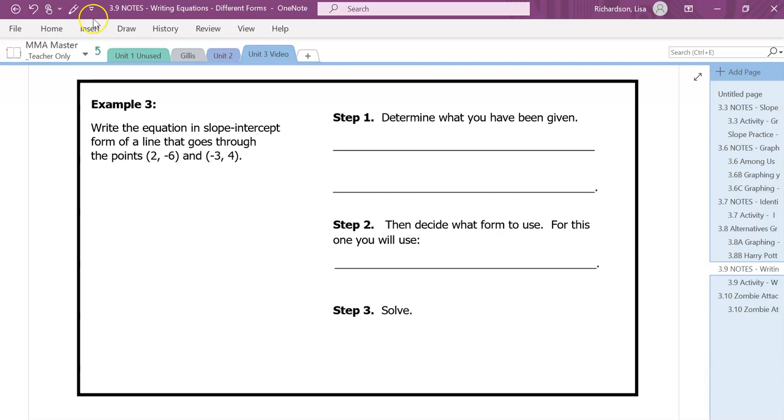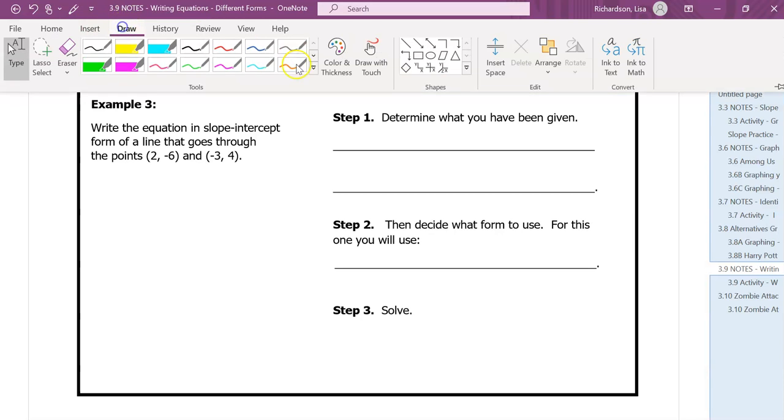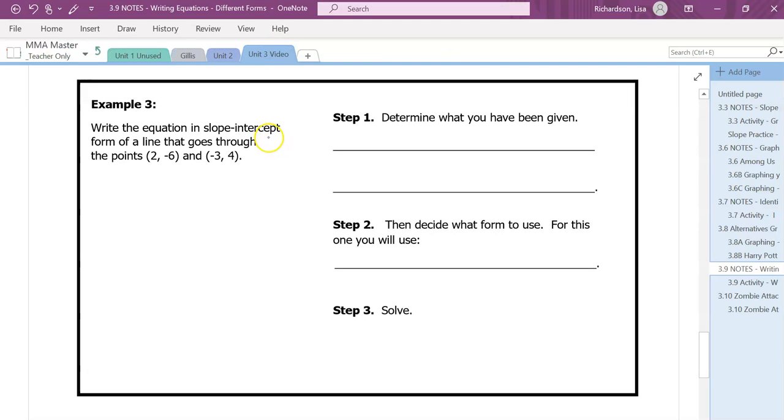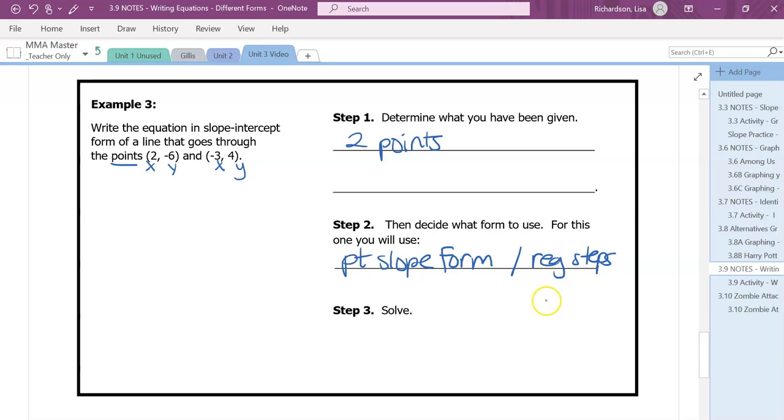I'm not going to lie, this is the one that's a little bit more involved. So let's look at what we have here. Write the equation in slope-intercept form of a line that goes through the points. So we have 2 points, an x, y and an x, y. All I've been given is 2 points, and neither of them are the y-intercept, unfortunately. So on this one, we're going to have to use point-slope form. Or if you remember, you can use the regression steps in the calculator, which is stat enter, okay? We will learn about that just a little bit later.